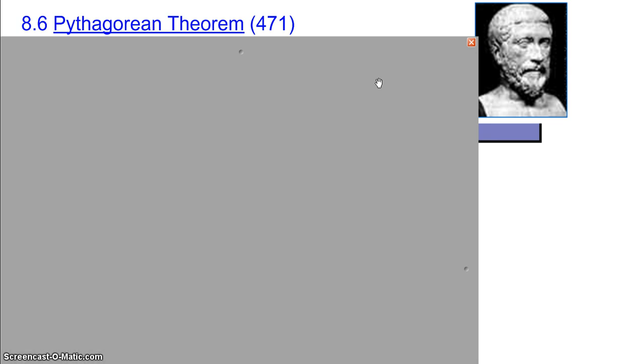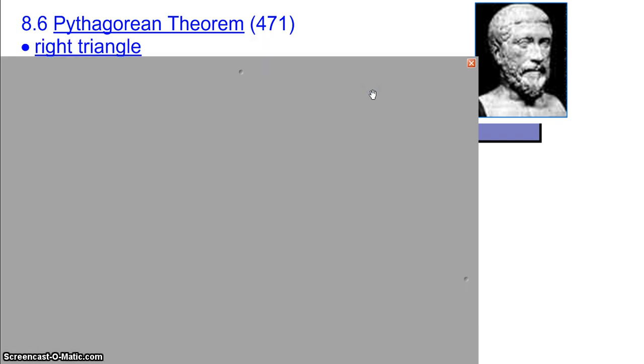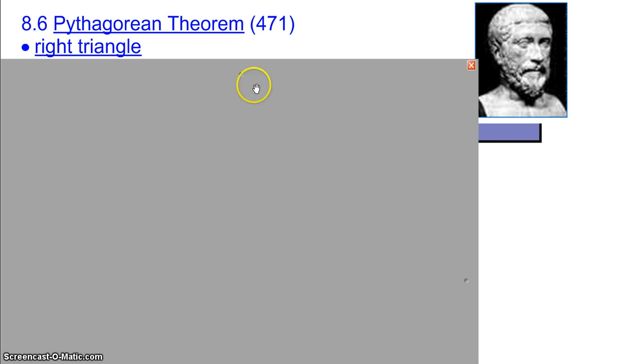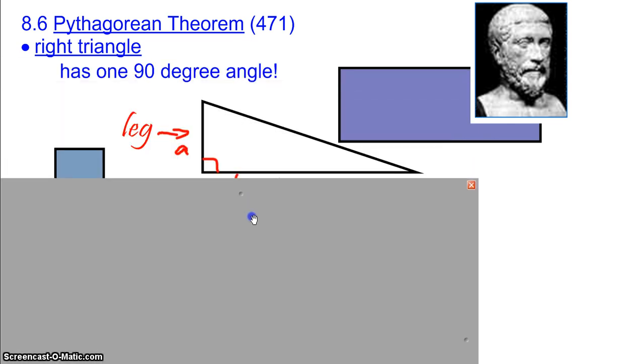Does anybody know it already? Or we say it? Okay, you'll know it today. When it comes to right triangles in particular, there's an amazing relationship between the sides. So a right triangle is called a right triangle because it has a right angle. Good. And a right angle is how many degrees? 90 degrees. So it has one 90-degree angle.